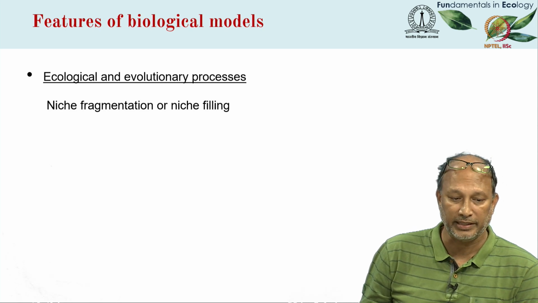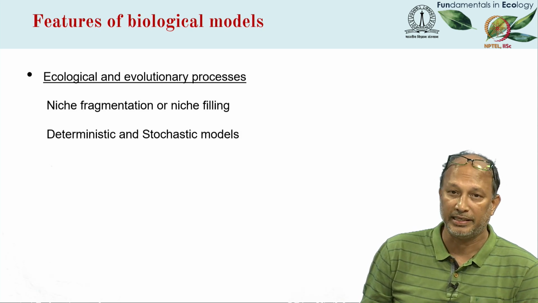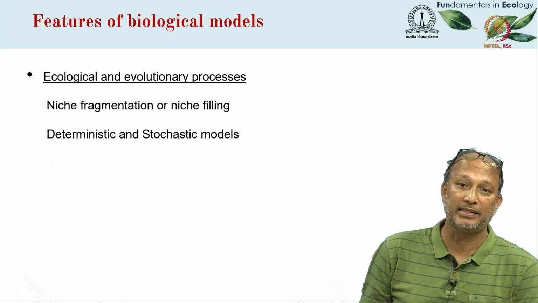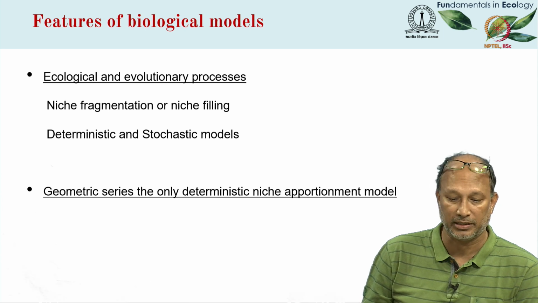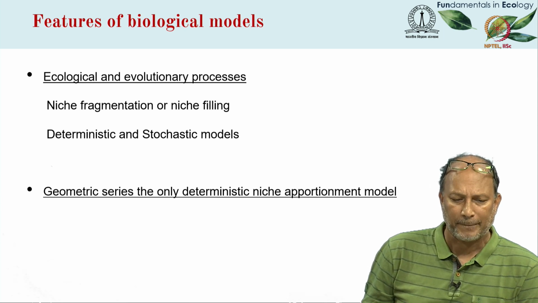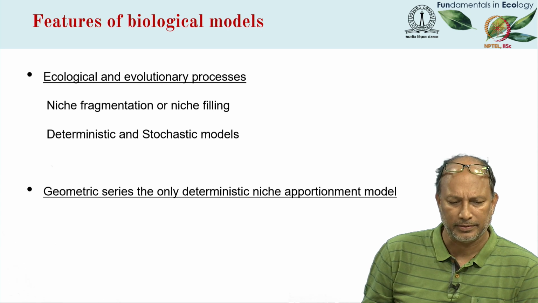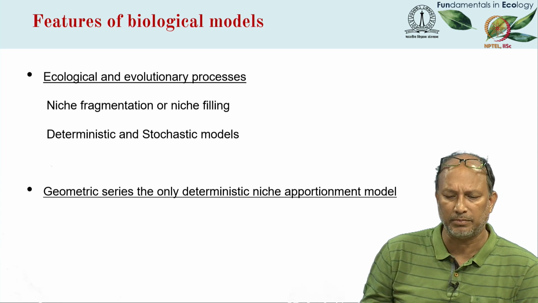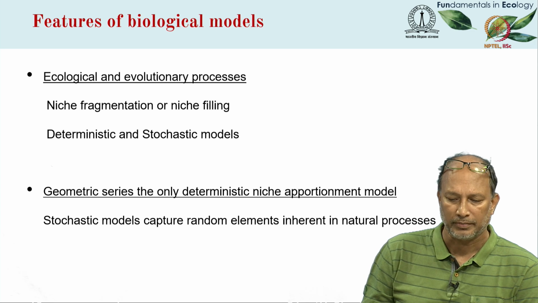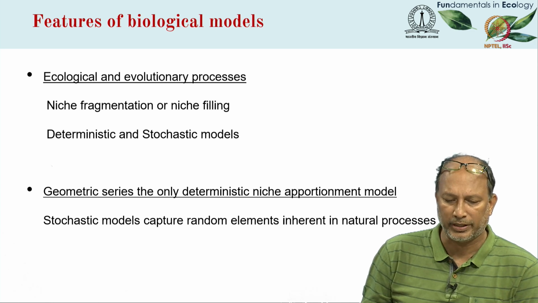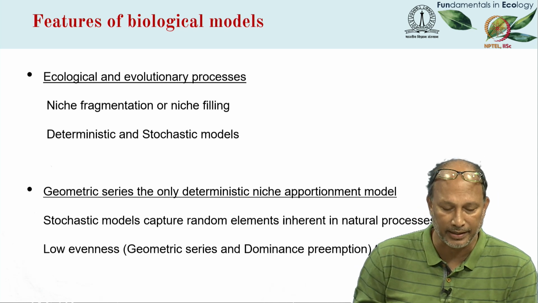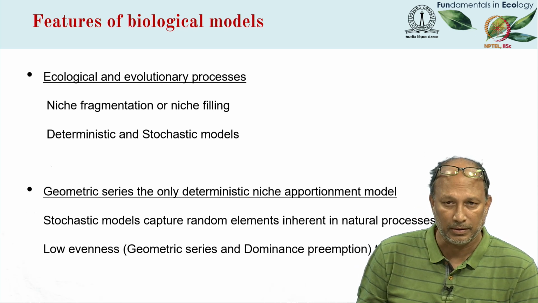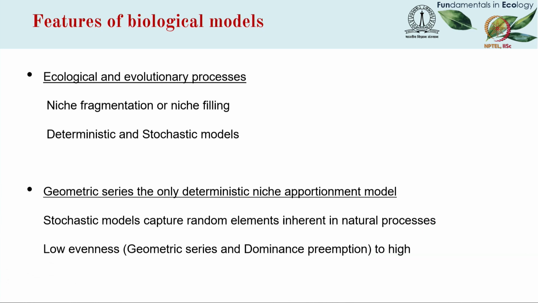What are the underlying processes? They can be ecological and evolutionary. They can be niche fragmentation or niche filling. So you can have an existing niche that's broken up or niches that are occupied. These models can be deterministic and stochastic. The geometric series of these is the only deterministic niche apportionment model. Stochastic models often capture random elements inherent in natural processes. And these can result in a range of evenness from very low to very high, and we'll examine the different models that produce that.